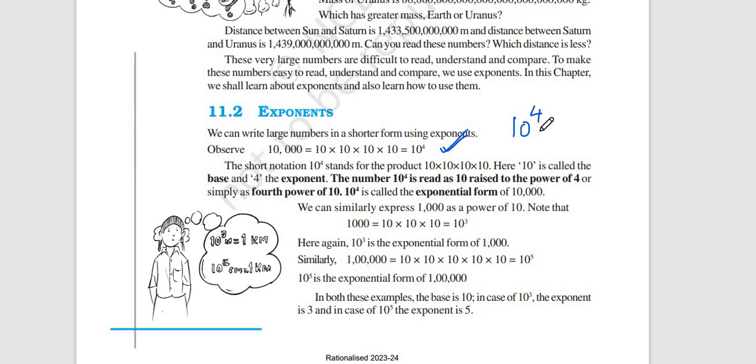In 10 to the power of 4, 10 is called the base. Here 4 is called the exponent. How to read 10 to the power of 4? It is read as 10 raised to the power 4, or simply the 4th power of 10. 10 to the power of 4 is the exponential form of 10,000.